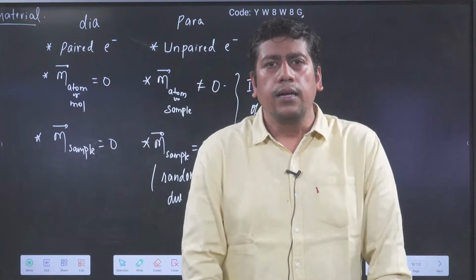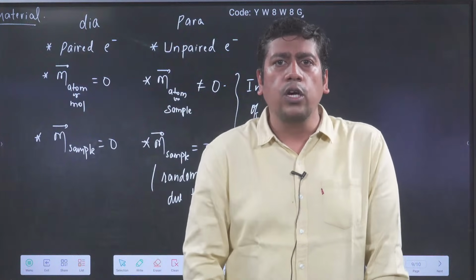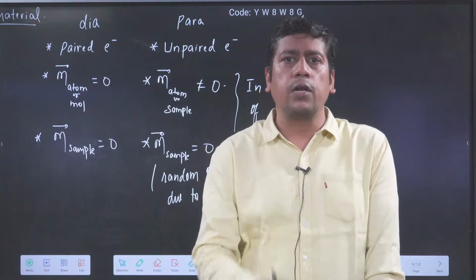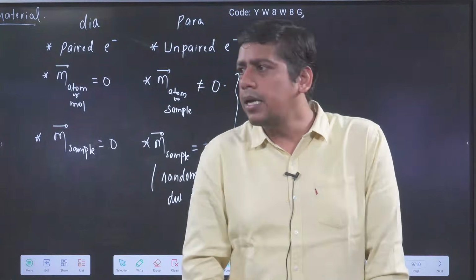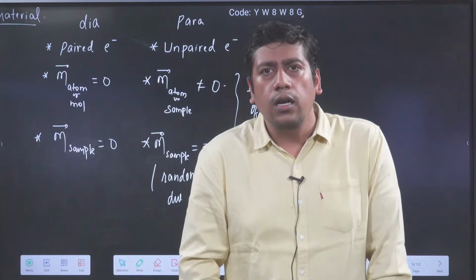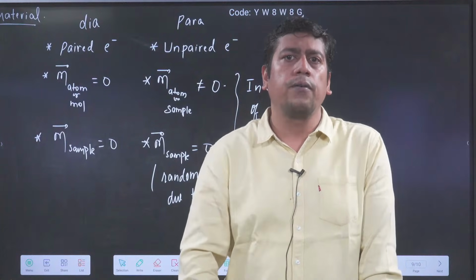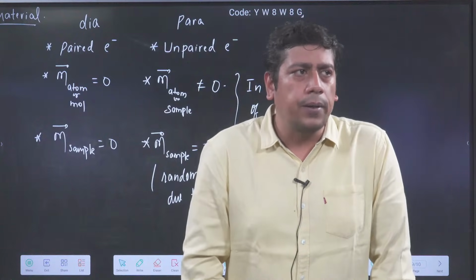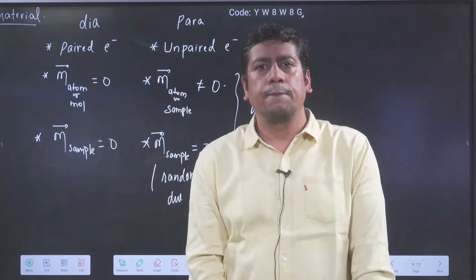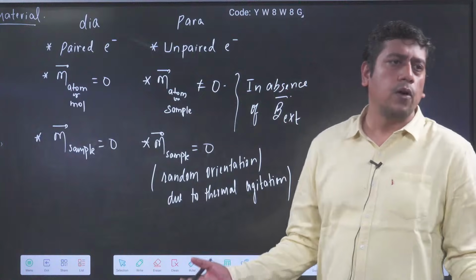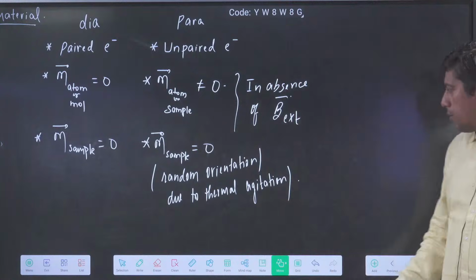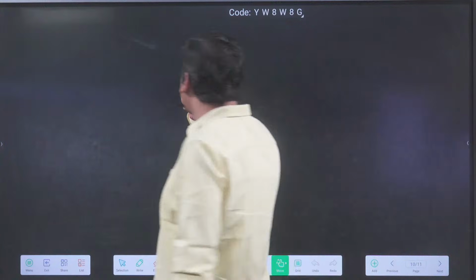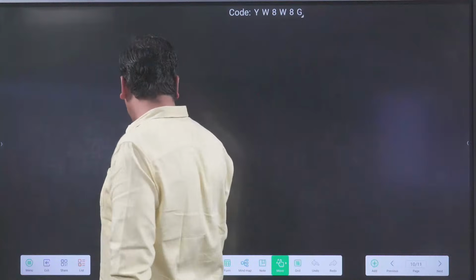Okay? When atom or molecule m vector becomes 0, we say it is diamagnetic. In paramagnetic, although the core of the atom will still be paired, the last few valence electrons will be unpaired, and due to those unpaired electrons, there will be some magnetic dipole moment. But the sample will be overall 0 because of thermal agitation. Now let's discuss what will happen in presence of external field.